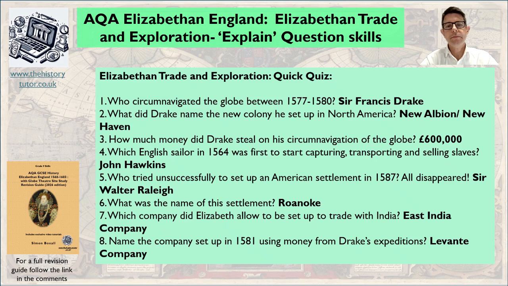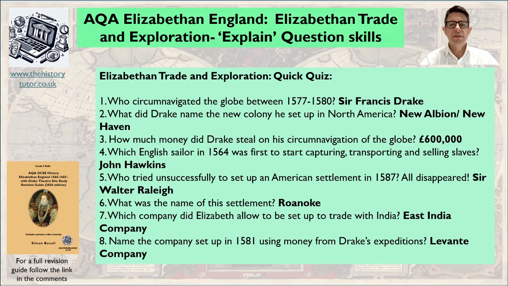Which English sailor in 1564 was first to start capturing, transporting and selling slaves in England? So unfortunately for John Hawkins, he has that reputation, that distinction, but he does go on to better things with developing the British Navy and helping England defeat the Armada with his race-line ships that he designs, and obviously he becomes a significant part of the English Navy.